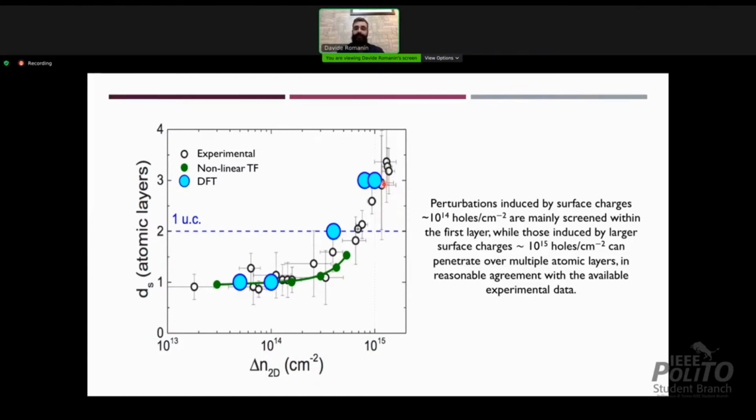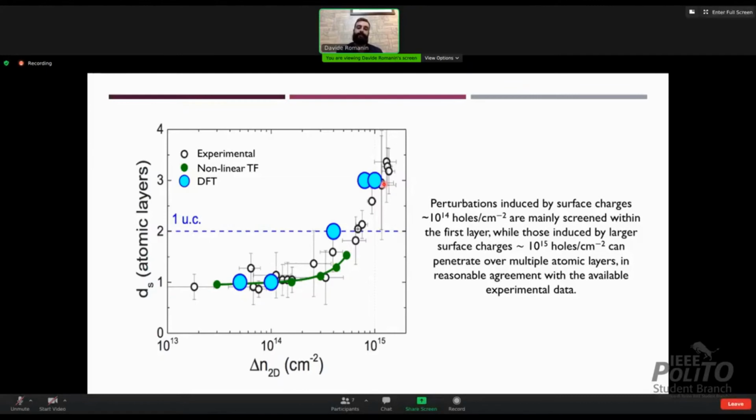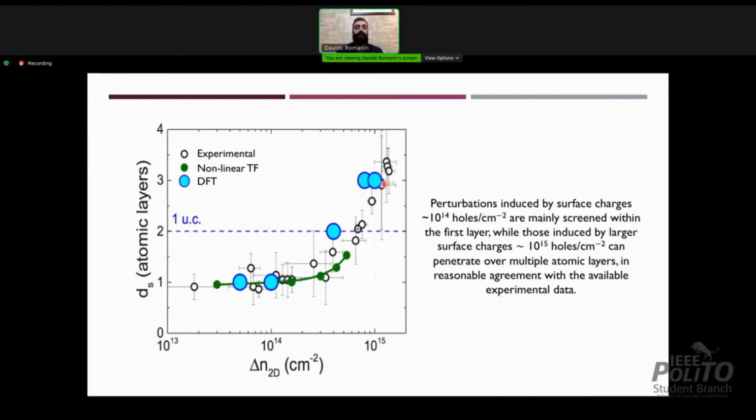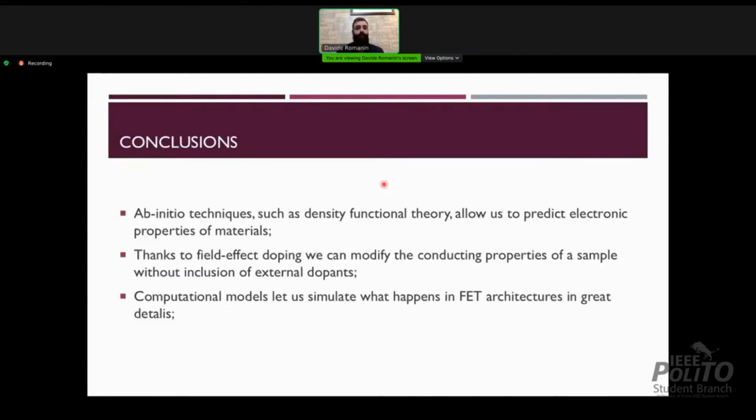Therefore, we can see that there is an anomalous screening of niobium nitride, and in conventional, phonon-mediated superconductors, that goes beyond the Thomas Fermi approximation. So, in conclusion, we have seen that ab-initio techniques such as density functional theory allow us to predict electronic properties of materials. Thanks to field effect doping, we can modify the conducting properties of a sample without the inclusion of external dopants. And finally, computational models let us simulate what happens in a field effect transistor architecture in great detail.